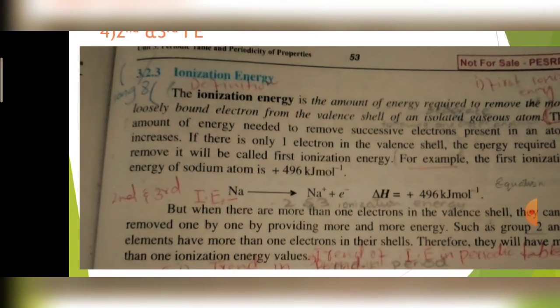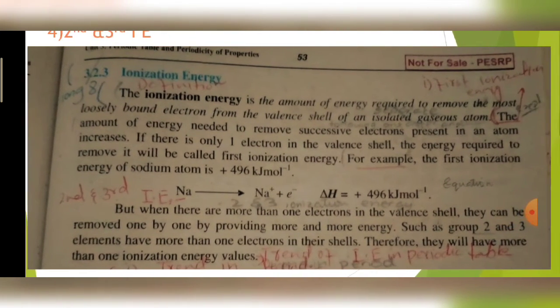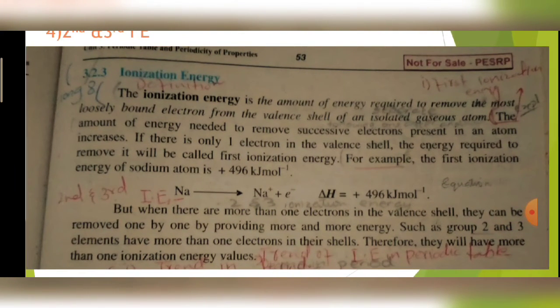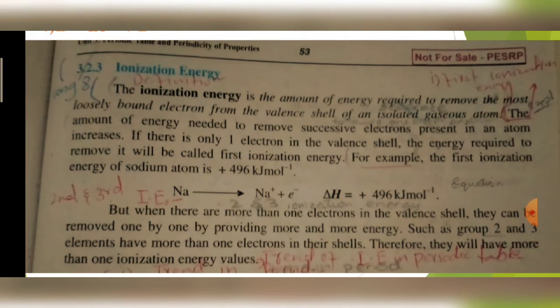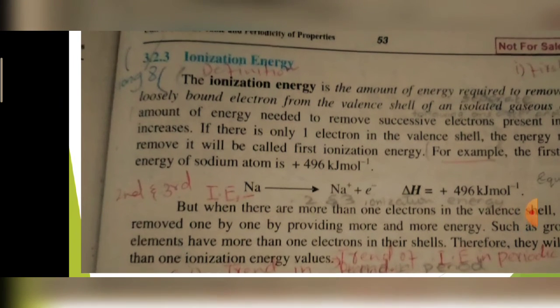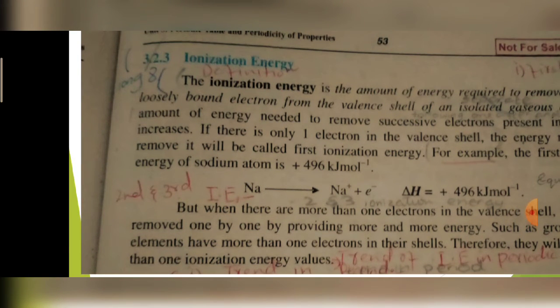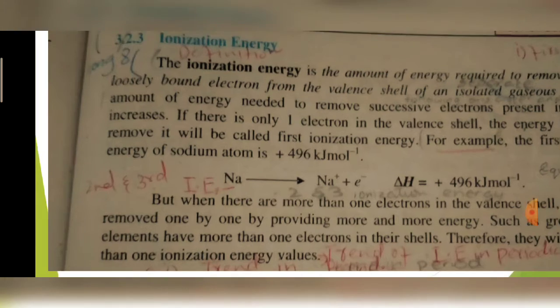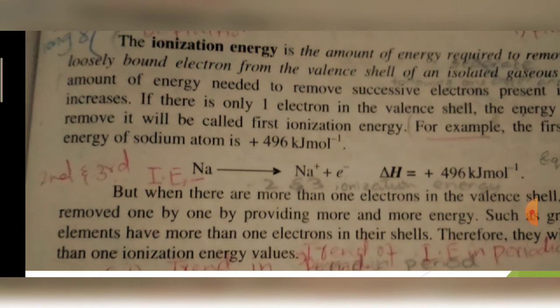First ionization energy is always less than the second ionization energy. The reason is that after removing an electron from the isolated gaseous atom, the ratio of the number of electrons and protons will be disturbed. There will be more protons than electrons. For example, if we remove an electron from the sodium atom, here it is the example, we require 496 kilojoule per mole of energy.